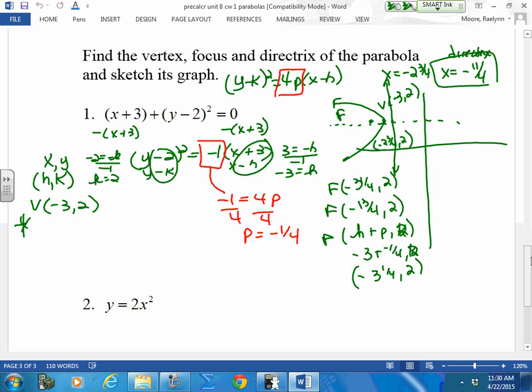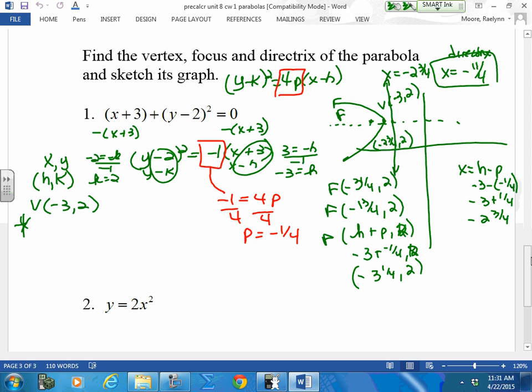Now, according to this, your directrix says x equals h minus p. H is my negative 3. P is my negative 1/4, which forces you to add 1/4. Isn't this your negative 2 3/4? Did we really need the formula to do that?